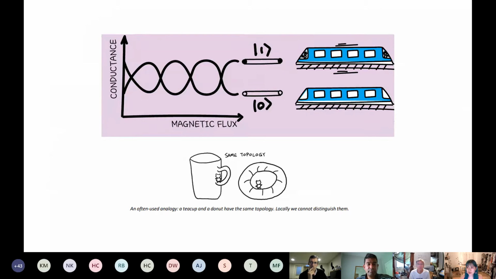And I like to make this metaphor: how do you measure conductance to know what's going on? It's kind of like a train that needs a driver. But in this case, you actually need two drivers. You must have two drivers on both ends to have the train conduct.